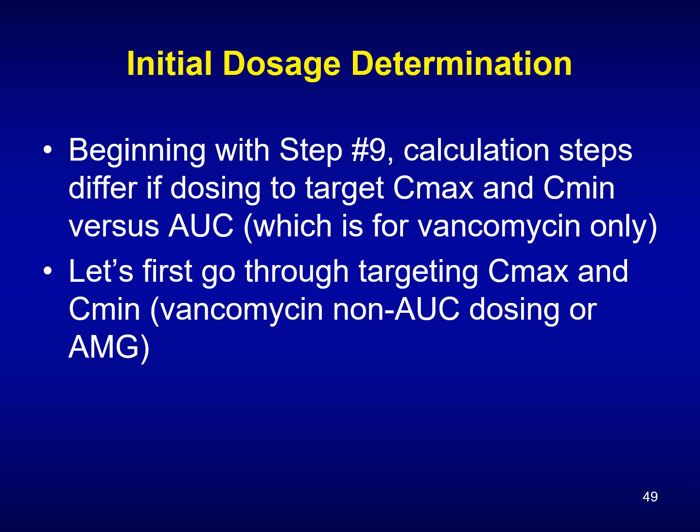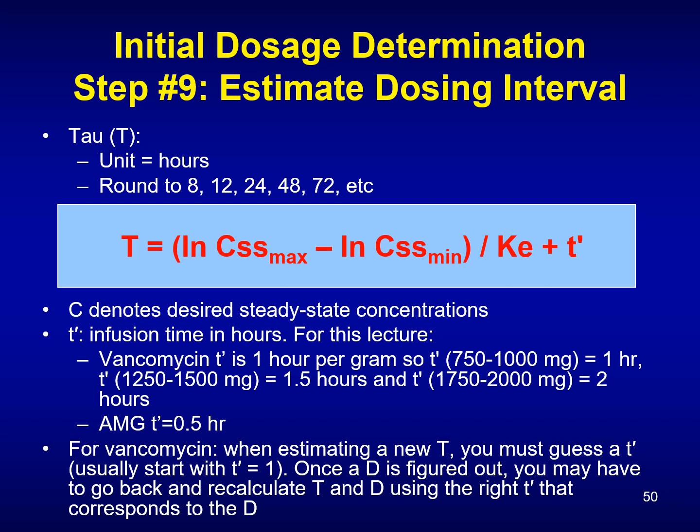So now, beginning with step 9, the calculation steps differ if we're dosing to target Cmax and Cminimum versus AUC. Remember, AUC dosing is for vancomycin only. Let's go through targeting Cmax and Cminimum, so vancomycin non-AUC dosing or aminoglycoside dosing, which uses the same equations. Step 9, estimating a dosing interval tau. The unit for tau is hours, and in clinical practice, we usually round it to a practical number.